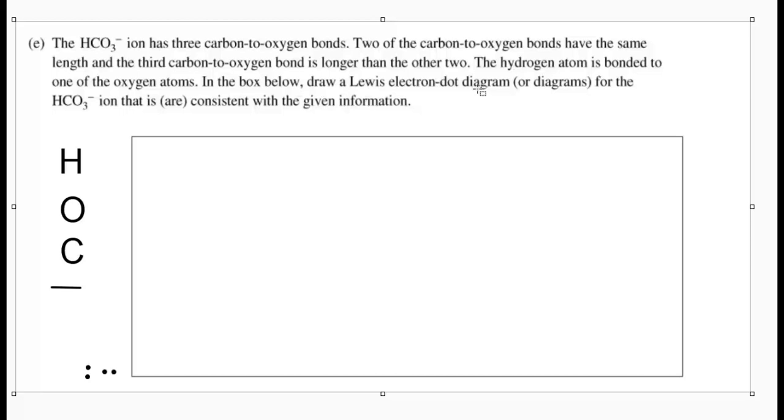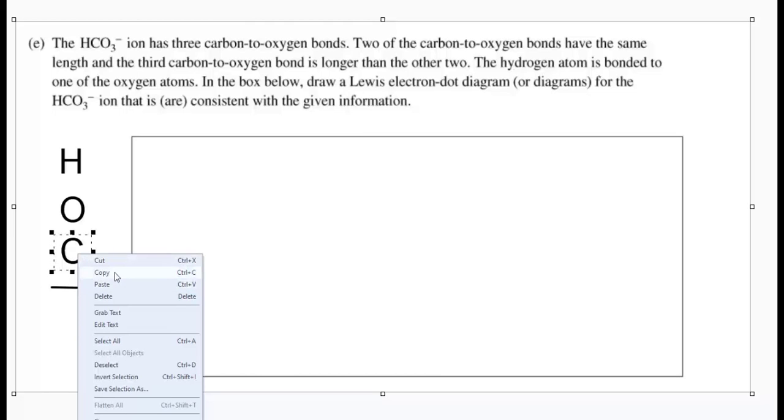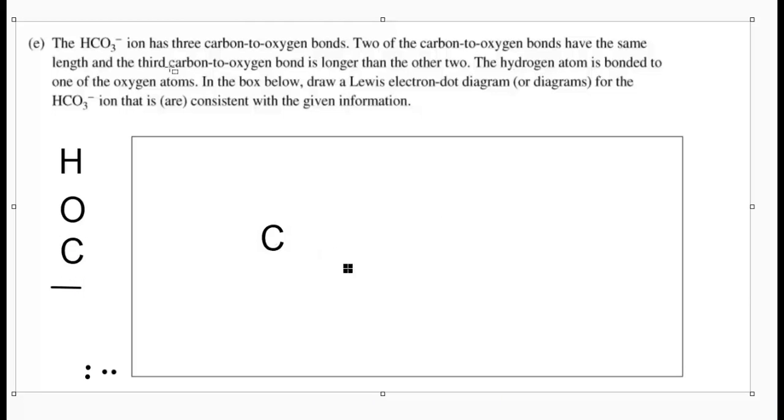Okay, this one was worth 2 points. You'd expect it to because it's got some complications. Let me start by taking this carbon and putting that in the center of our diagram. And now 3 carbon to oxygen bonds. So I'm going to put 1, 2, and arbitrarily this third one I'll just put underneath. The bond lengths I'm going to deal with a little bit later. I'm not going to worry about that on the Lewis dot diagram. I'm going to explain that later.